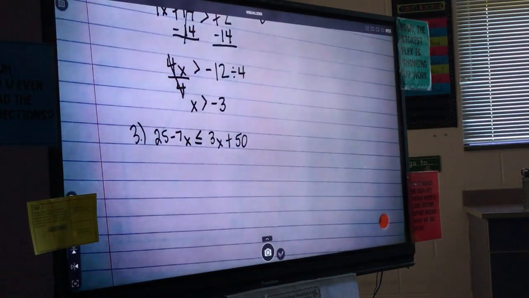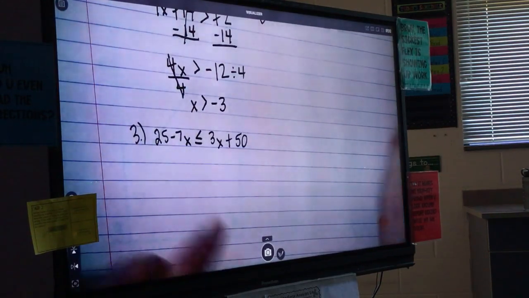Distribute or combine like terms. Do we have any on the same side? No. All right. So again, you always have to check to make sure you can either distribute or combine those like terms. Now, Jeffrey, what's the next thing you want to do? What do you want to do? You don't know? Do you want to work with constants or you want to work with variables?